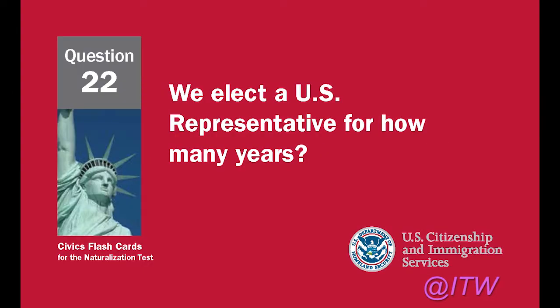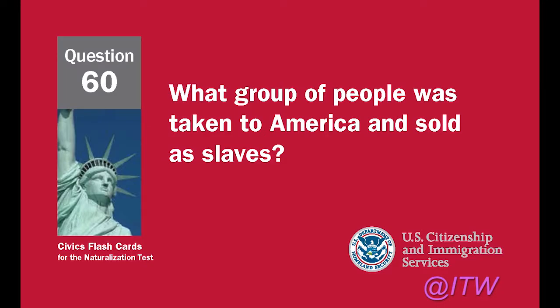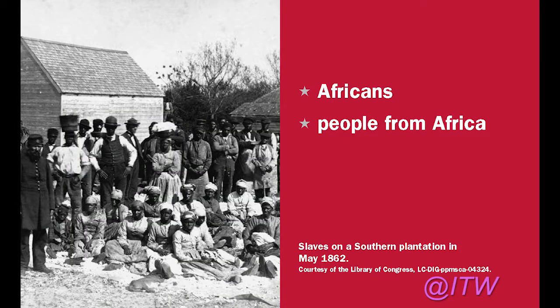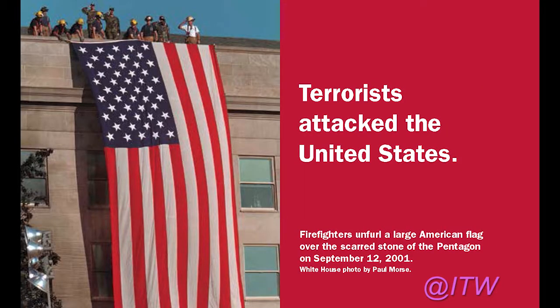We elect a U.S. representative for how many years? 2. What group of people was taken to America and sold as slaves? Africans. People from Africa. What major event happened on September 11, 2001 in the United States? Terrorists attacked the United States.